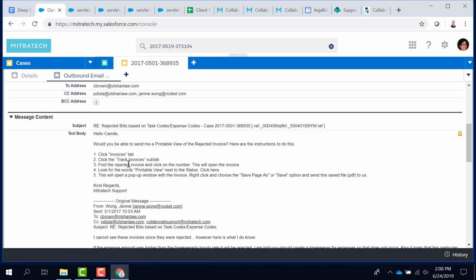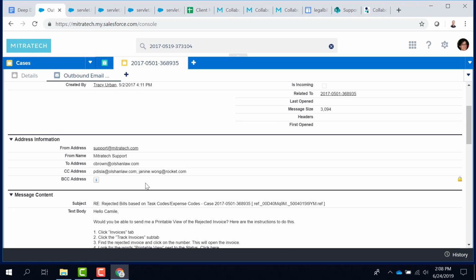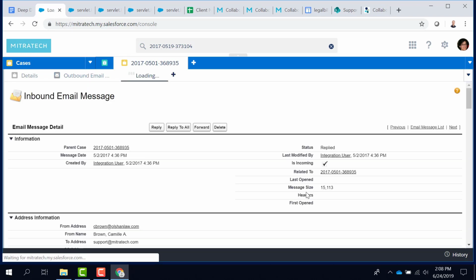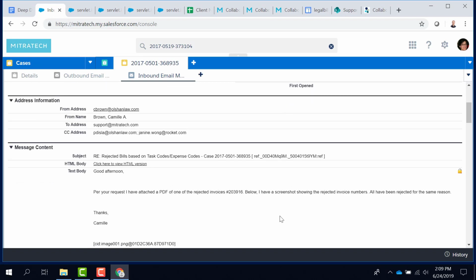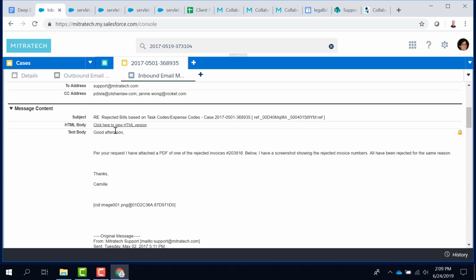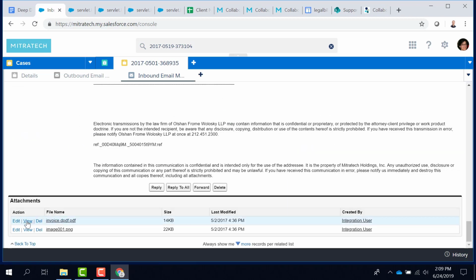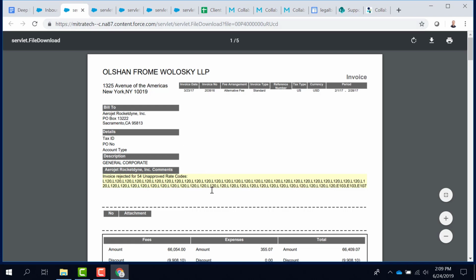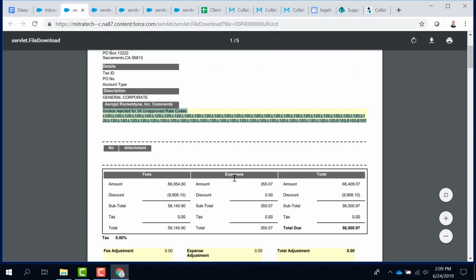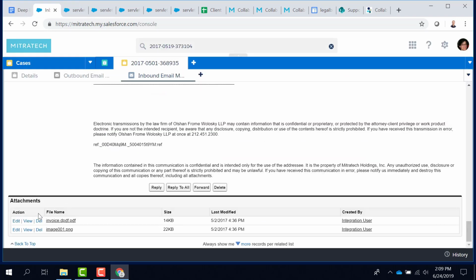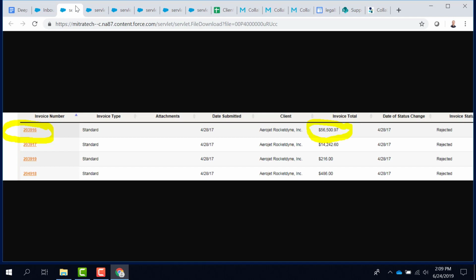Okay, so here we're asking, hey, would you send us a PDF of the rejected invoice so we can see the rejection message fully instead of the summary. Here, I've attached a PDF of the rejected invoice. Below I have a screenshot showing the rejected invoice numbers. All were rejected for the same reason. So you can see here, these are the rejection comments. And here's a list of her invoices.